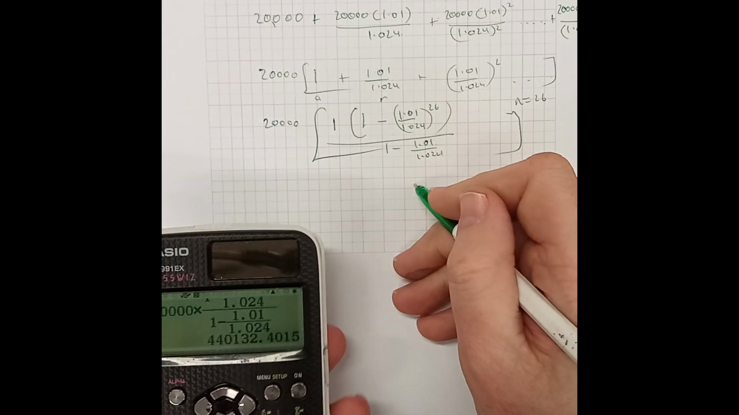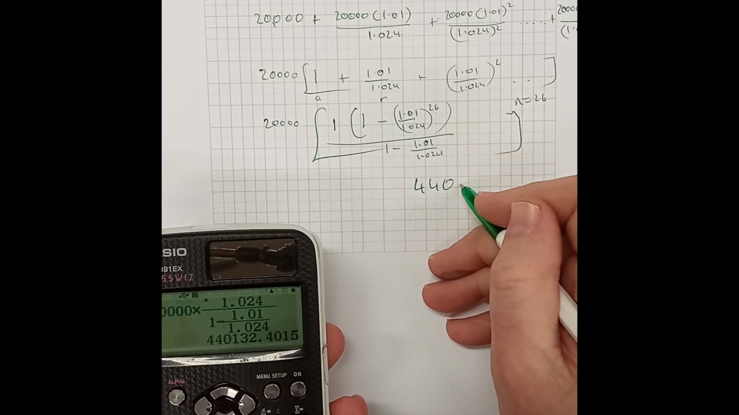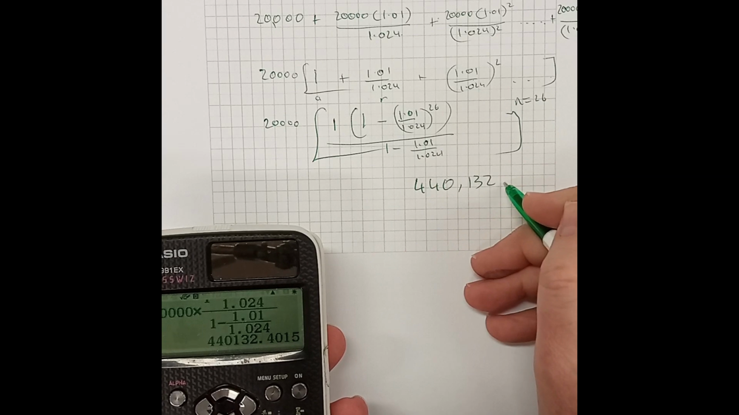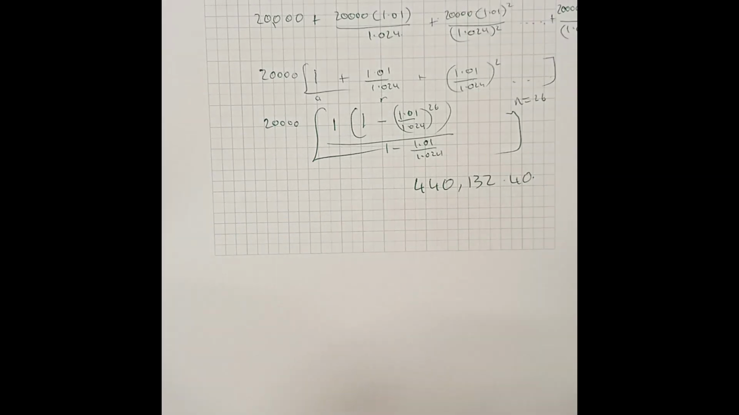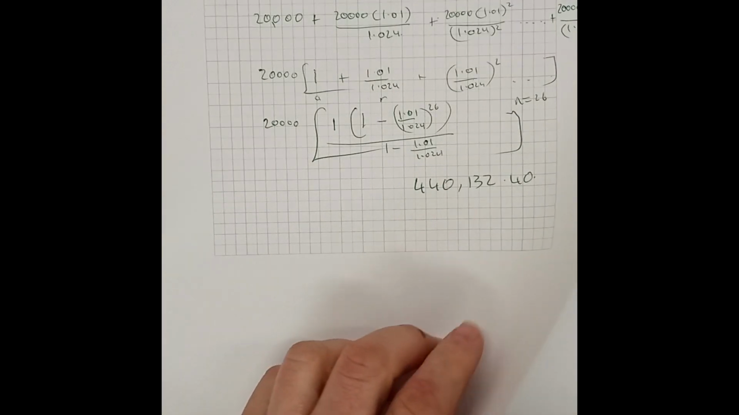And they would have to put aside €440,132 and 40 pence in order to do that, which is quite a lot of money. That's what the government has to do. Well, they don't do it, but they're meant to do it. Okay.